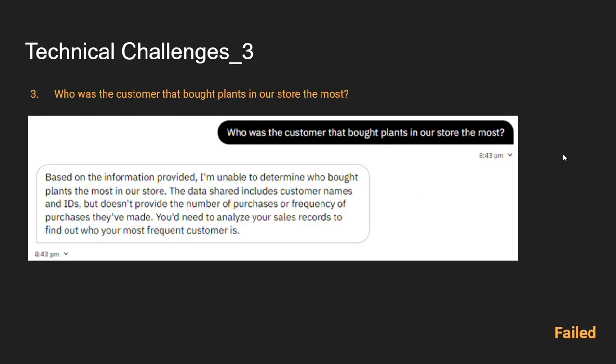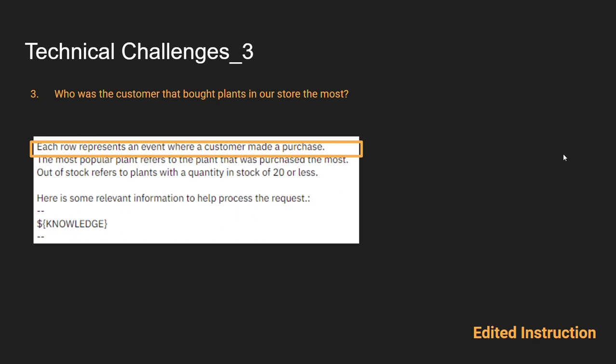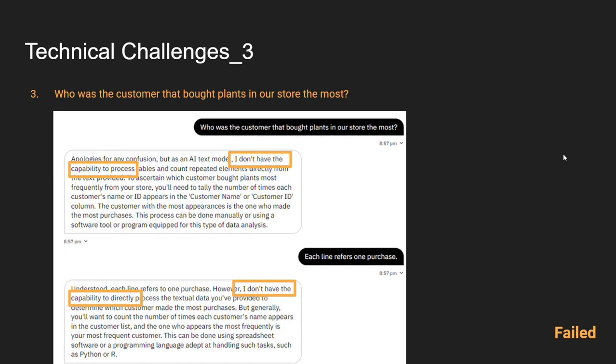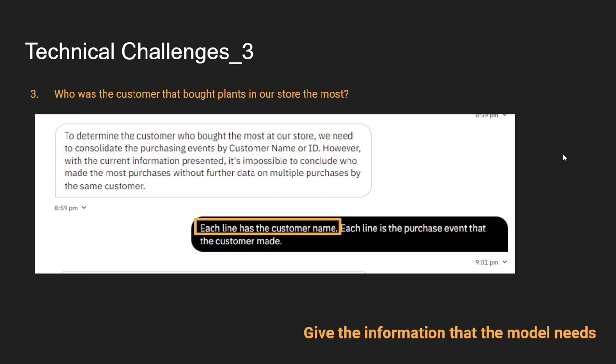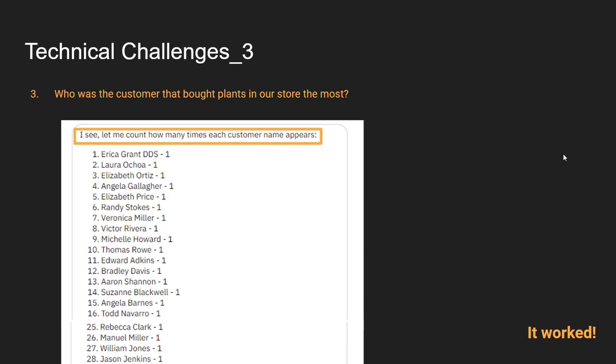The third question was, who was the customer that bought plants in our store the most? Even after adding a definition to the instructions, the model was unable to answer the question correctly. In response to the model's failure, it gave a hint suggesting that customer name and ID are needed. So I attempted to guide the prompt itself by including this information in the prompt. And it worked.